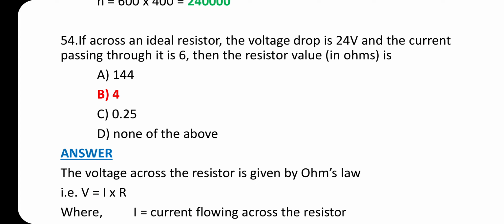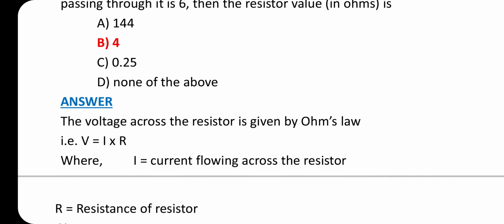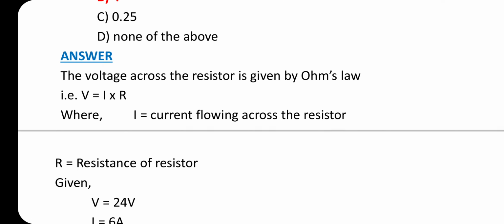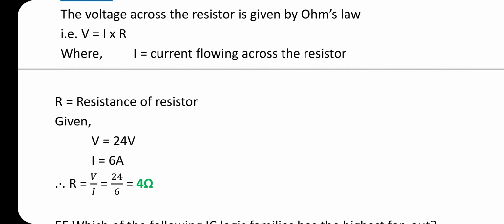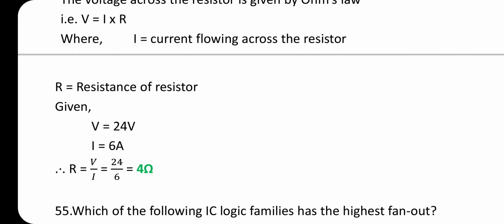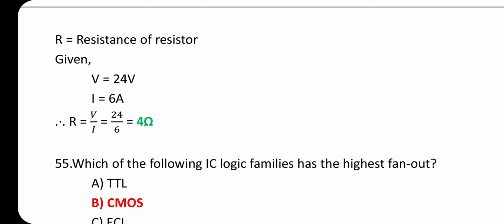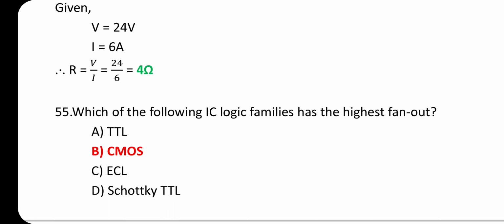Question number 54. If across an ideal resistor the voltage drop is 24 volt and the current passing through it is 6, then the resistance value in ohm is, this is a simple Ohm's law application. Answer is option B, 4. The total voltage across the resistor is given by Ohm's law, V equal to I into R. I is the current flowing across the resistor and R is the resistance. Substituting this in Ohm's law, we get R equal to V by I. Substituting the values of V and I, we get the answer R equal to 4 ohm.